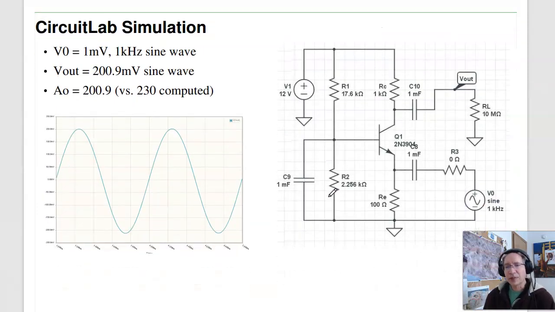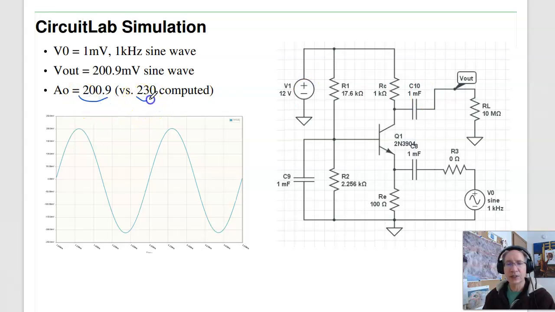I could verify that in CircuitLab. If I build a common base amplifier in CircuitLab, so here's kind of the heart of it. The base is tied to ground. That makes it common base. Here's my input. Apply a 1 millivolt, 1 kilohertz sine wave at the input. Measure the voltage at the output, where this is large, like 10 mega ohms. And the output voltage is 200 millivolts. So that says the gain is 200 versus 230 that I calculated.